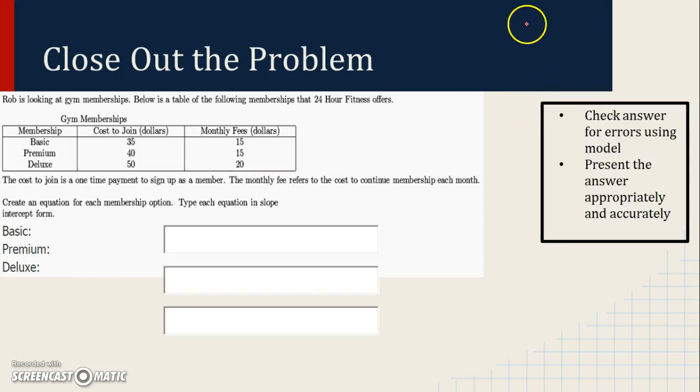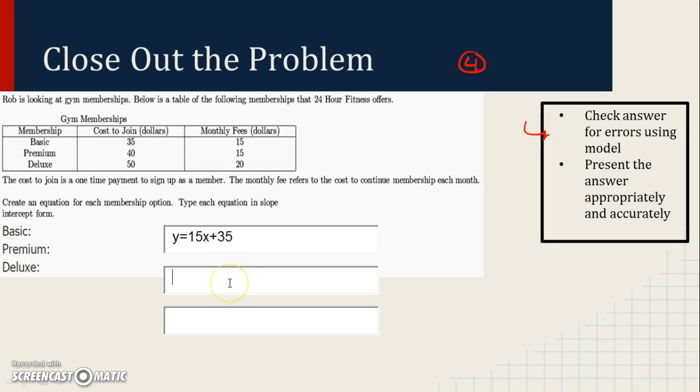Good, and now we're here to the last part in the process, which is just closing out the problem. And when we close out the problem, we're just making sure that the stuff that we put into the model doesn't have any errors. And when we put it into Schoology, which has always been a stumbling block for us, that we're checking our answer and making sure that it's put in appropriately and accurately, right? So if we're typing in for the basic membership, we're going to start with Y equals the rate, which is $15, times the number of months that we go, which is X, plus $35 to sign up.